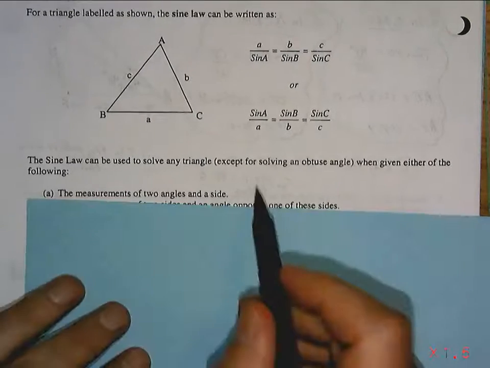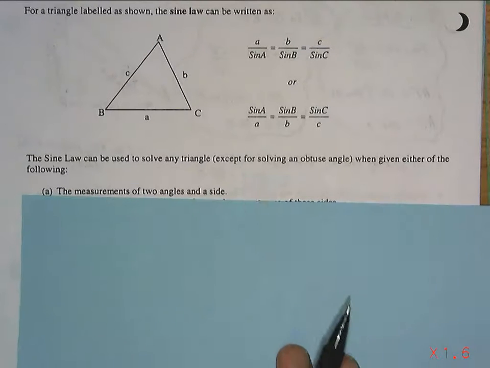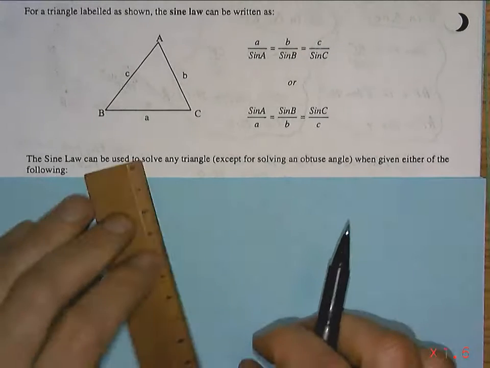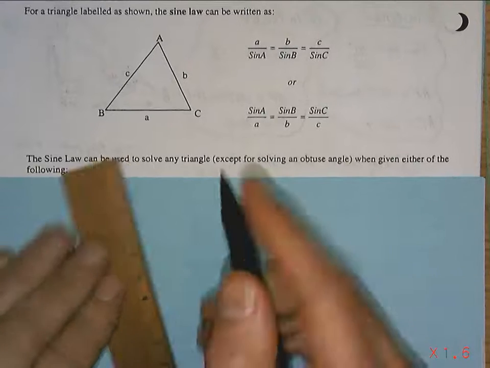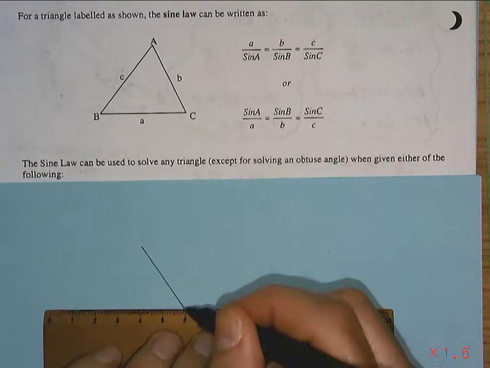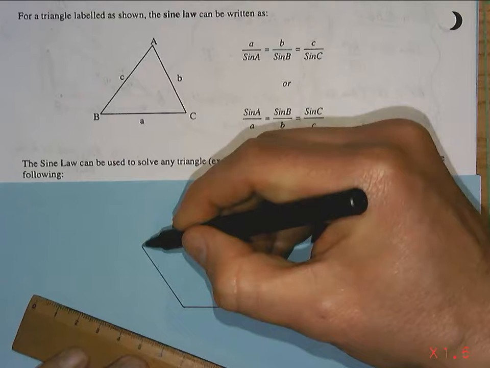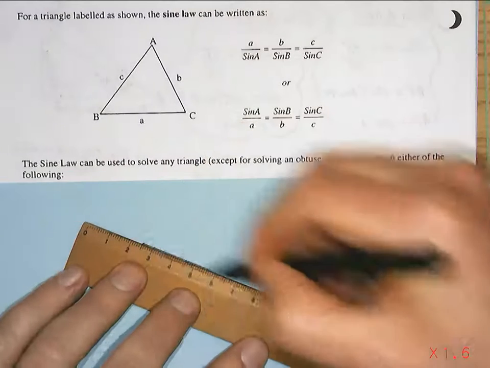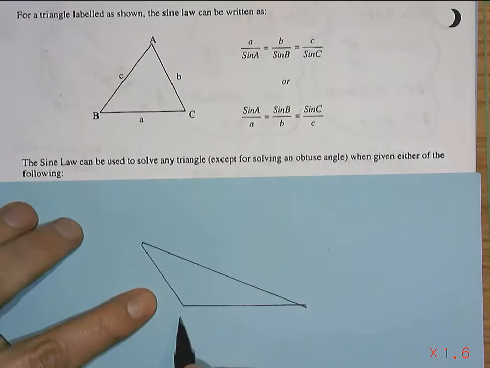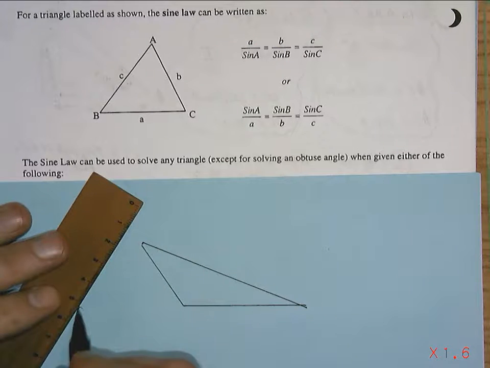Now this is an interesting little caveat here. A caveat means that it's just an extra rule, a special case where it's not going to exist. So it says that it's going to work anytime that we work with a triangle that does not have us solving for an obtuse angle. An obtuse angle is an angle that's going to be greater than 90 degrees. So it's going to work for any triangle that looks like this.